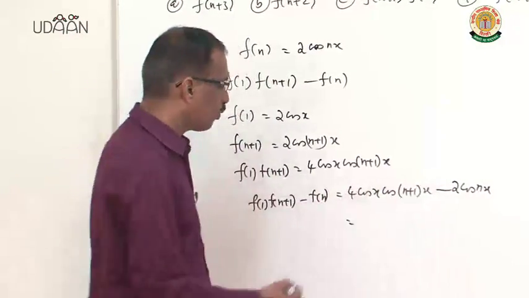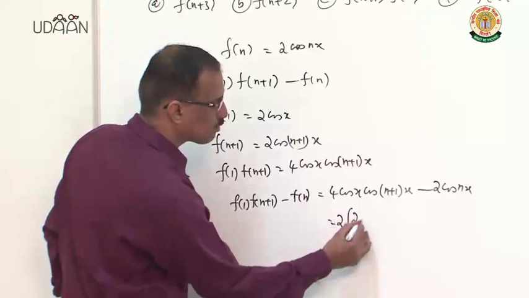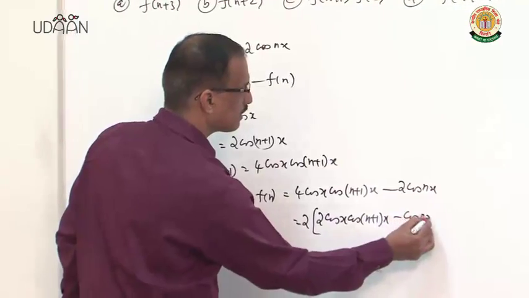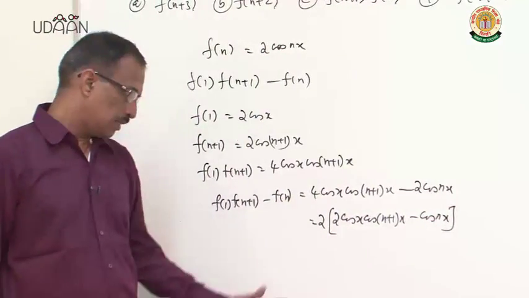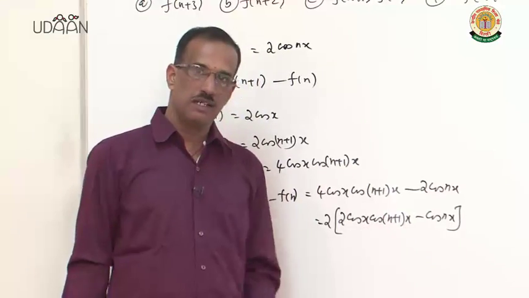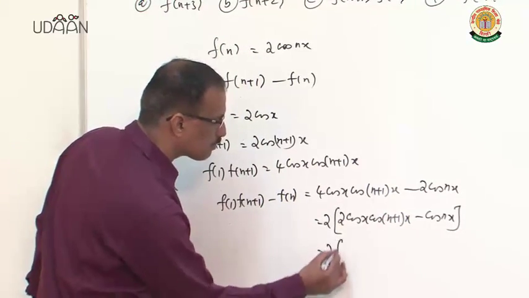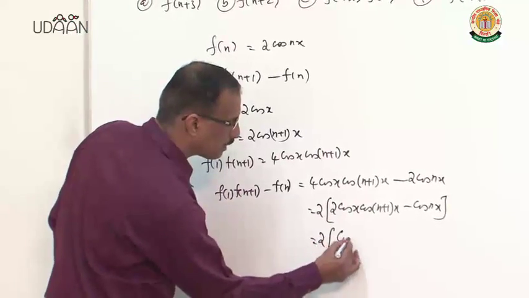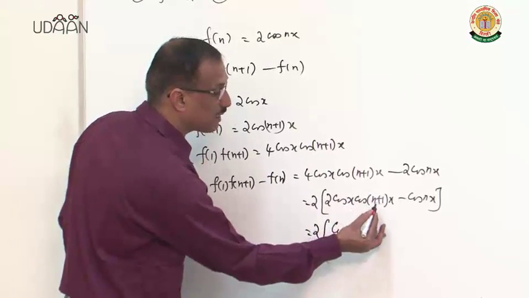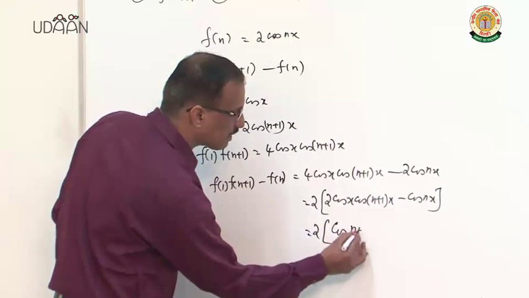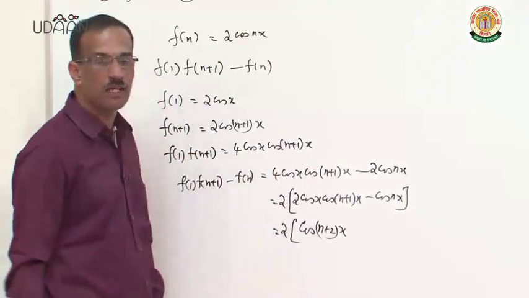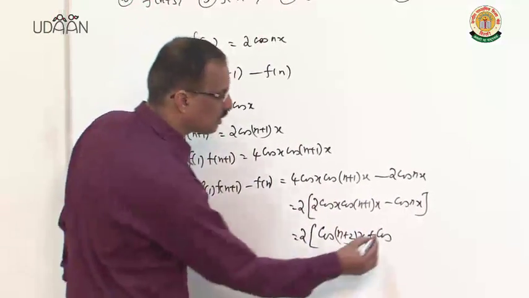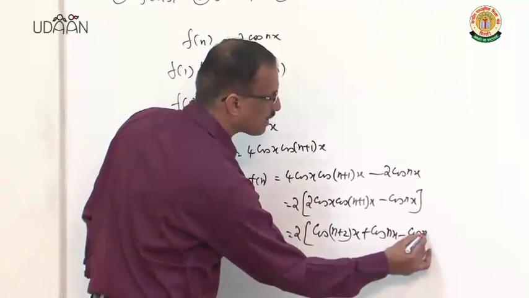Now, from this we can take out 2 common. So, 2 cos x times cos of n plus 1 x minus cos n x. 2 cos a cos b, look. So, what is the formula for 2 cos a cos b? That is cos of a plus b, where a plus b means x plus n plus 1 x, which gives us n plus 2 x, plus cos a minus b. So, this minus this gives cos nx minus cos nx.